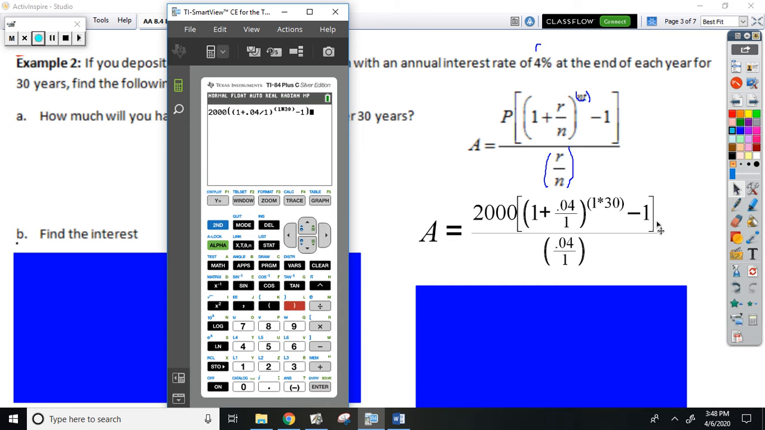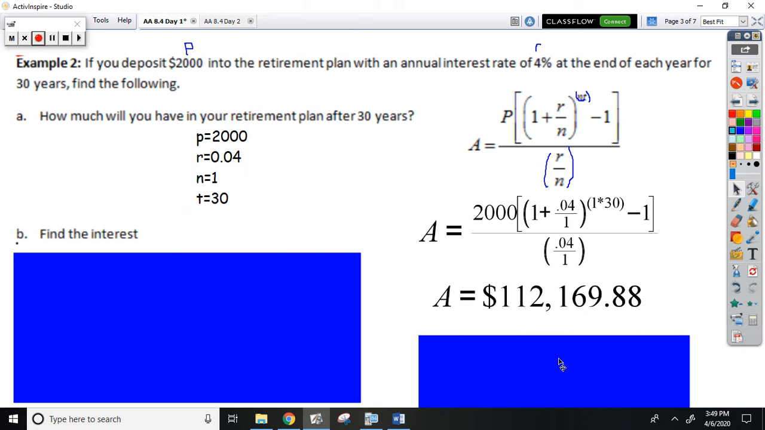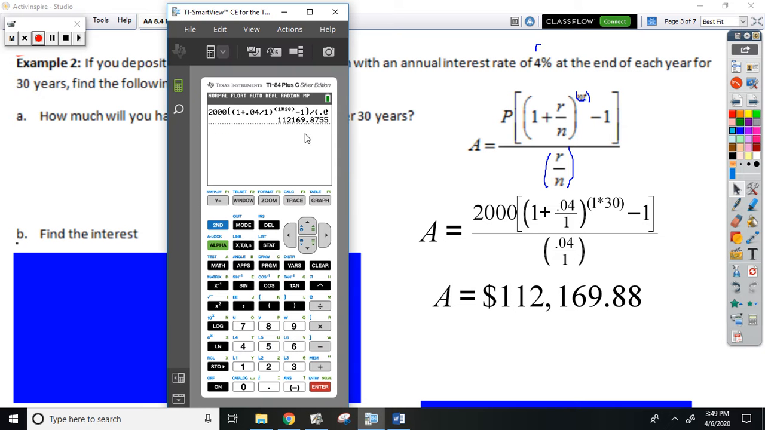Now if you want, you can hit enter right now and get an answer in the top and then divide by the denominator. But I just typed the whole thing in, so I'll put a division bar. And then in the bottom, we do need parentheses for sure: 0.04 divided by 1. And hit enter. Should get 112,169.8. So that's how much you'll have in your account after 30 years if you put in $2,000 every year for 30 years and accrue interest.